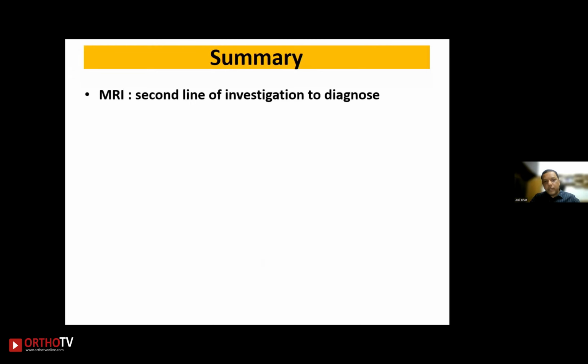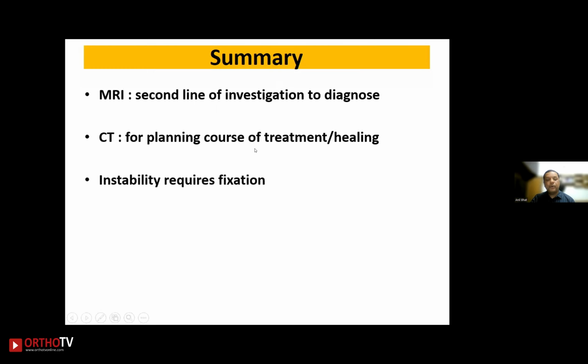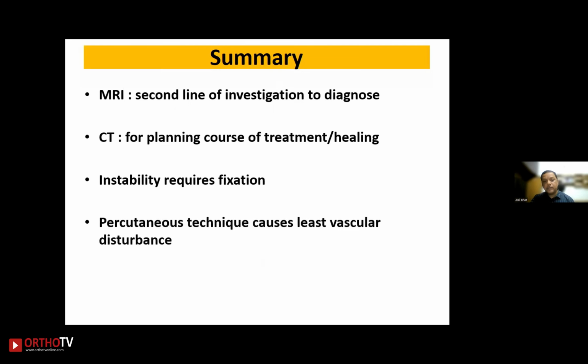So take home points: MRI is the second line of investigation if you don't see the fractures on X-ray. But if you see the fracture on X-ray and you're in a dilemma whether to operate or not, take a CT scan, 1 millimeter cuts in the long axis of the scaphoid. And if you see comminution or gap, you can go for fixation. All unstable fractures require fixation. I told you what is instability in this scaphoid.